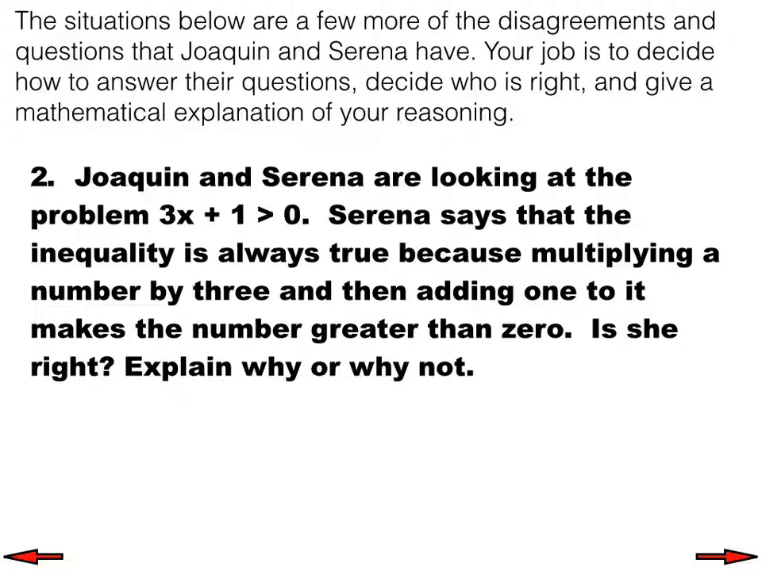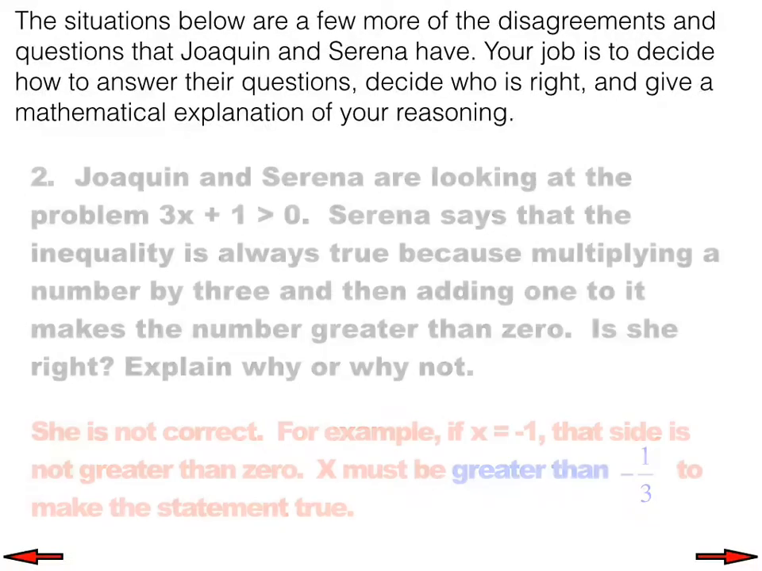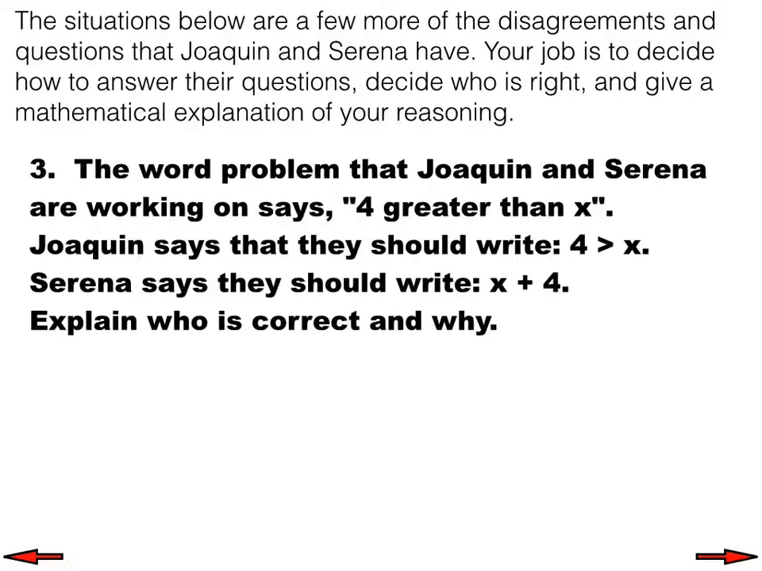Is she right? No. And in fact, if you were to take that inequality and solve it, you would get x is greater than negative 1/3, so that's what x would have to be. So if you just plugged in negative 1, for example, that side is not greater than 0. Okay? So we've kind of done a couple together. Let's check out number 3.